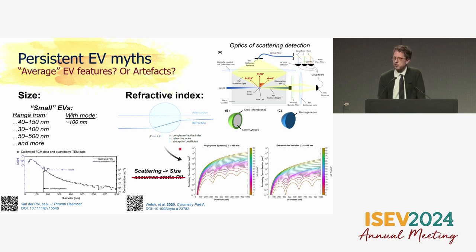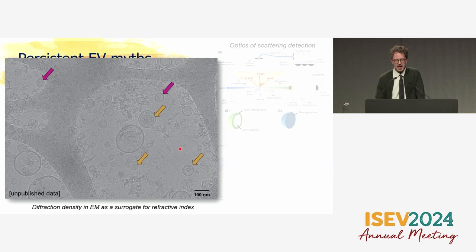In fact, of course, we know that's not true, and you could easily just look at cryo-EM images to tell that. You could use the density of the particles as a surrogate for their refractive index. If you look at these two purple particles, they are pretty much the exact same size in their nominal diameter. One is quite dense, and one is quite empty. These are going to have completely different refractive indices. So if you assume a constant refractive index and turn that scattering into size, you'll assume that these two particles had different sizes.